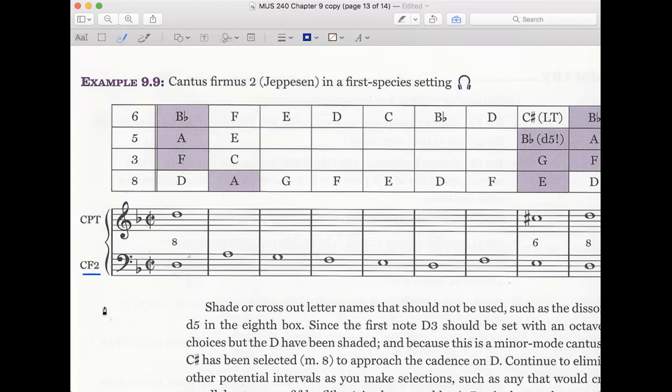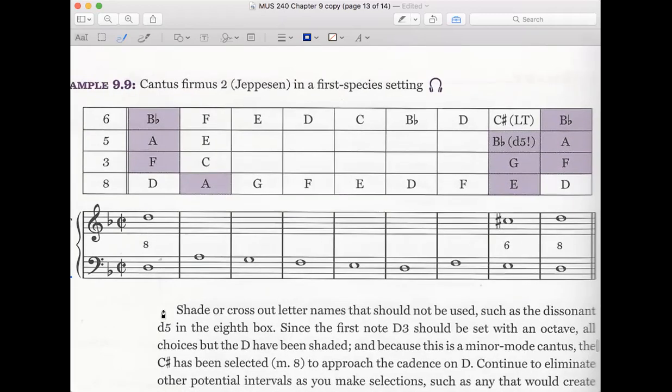It's always a good idea to sing it. Let's try singing that. Do sol fa mi re do. The first thing we want to do is establish the beginning and the ending. What's our opening? What's our closing gesture?